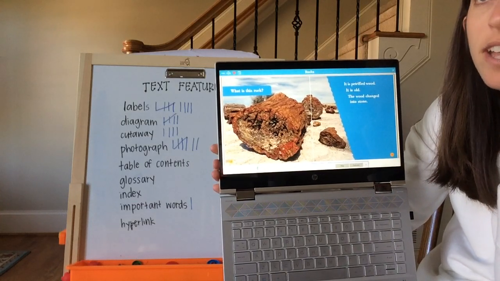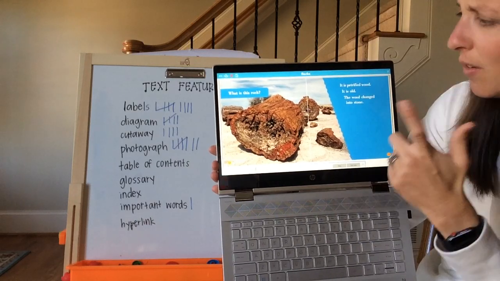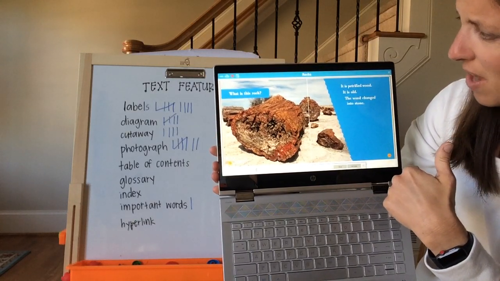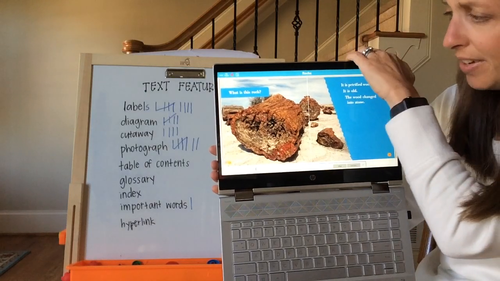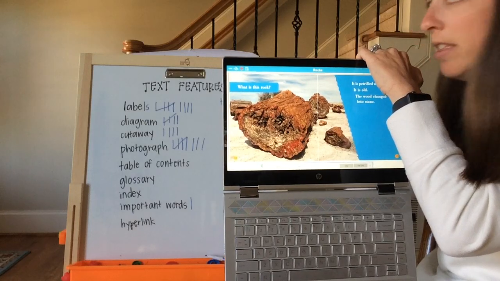Oh, think about that. Is that igneous rock? Is it a sedimentary rock? Is it a metamorphic rock? What kind of rock is that? Wow. It's definitely a photograph. So let me add a tally to that.